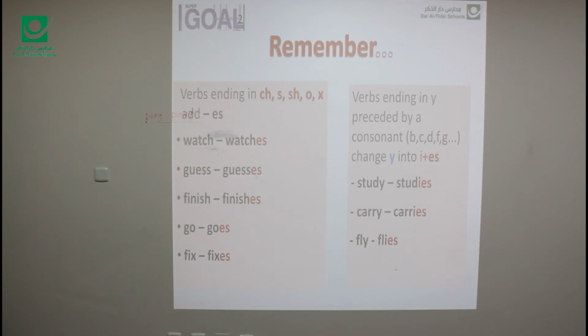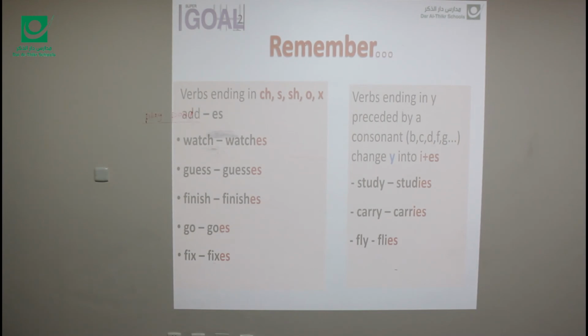Guess, it becomes guesses. He guesses, she guesses. Finish, it becomes finishes. Go, it becomes goes. He goes, she goes, it goes. Fix, fixes. So again, watch, watches, guess, guesses, finish, finishes, go, goes, fix, fixes.